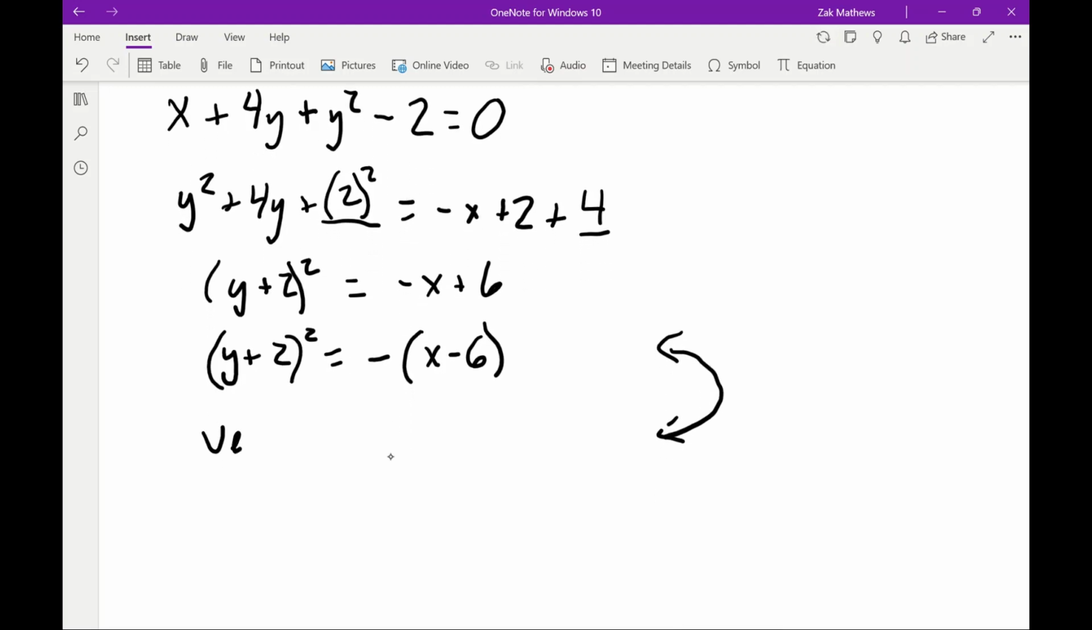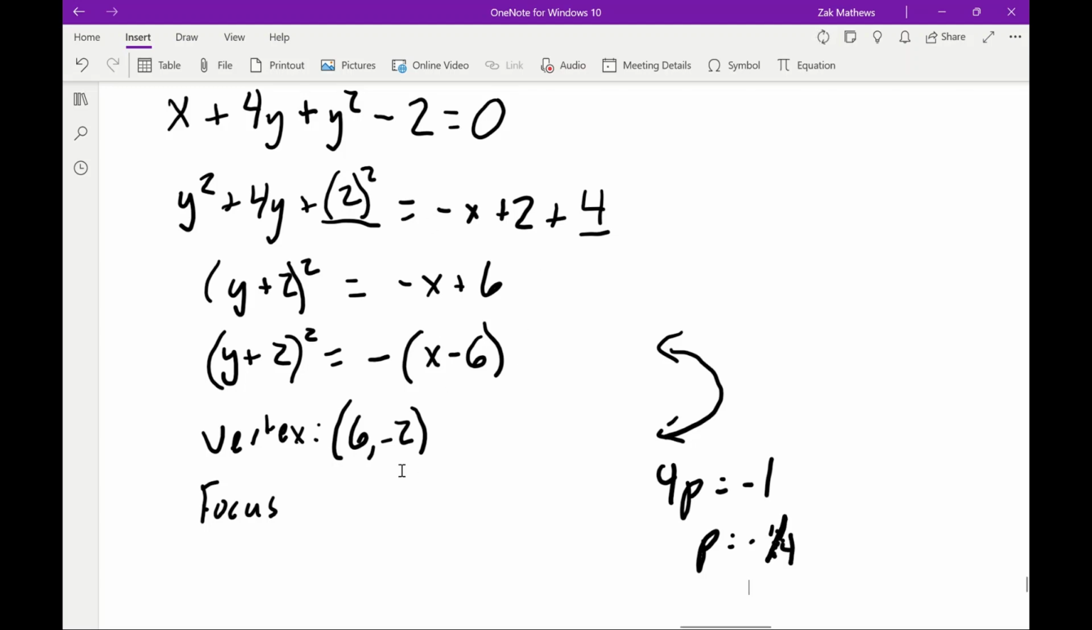Let's go ahead and get the vertex. The vertex is the point (6, -2). Opposite direction this time because the x's are over here and the y's are over here, so I had to look on the right-hand side first. To find the focus and the directrix, I'm going to need the p. Well, 4p is equal to -1, so p is equal to -1/4.